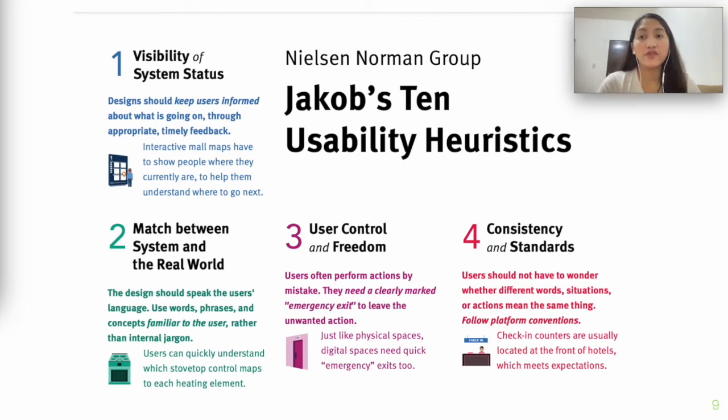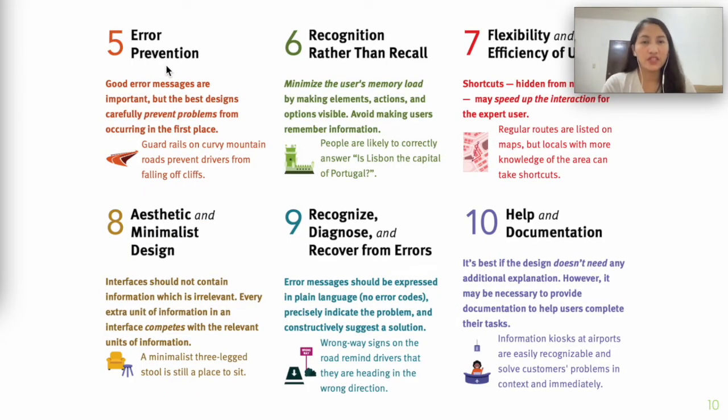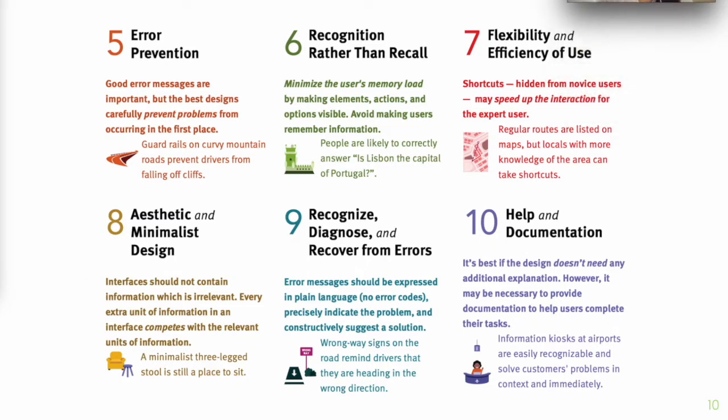So this is just an overview of Jakob's 10 usability heuristics. We have here the visibility of system status as the first. Second, match between the system and the real world. Third, user control and freedom. Fourth, consistency and standards. Fifth, error prevention. Sixth, recognition rather than recall. Seventh, flexibility and efficiency of use. Eighth, aesthetic and minimalist design. Ninth, recognize, diagnose, and recover from errors. And the tenth is help and documentation.